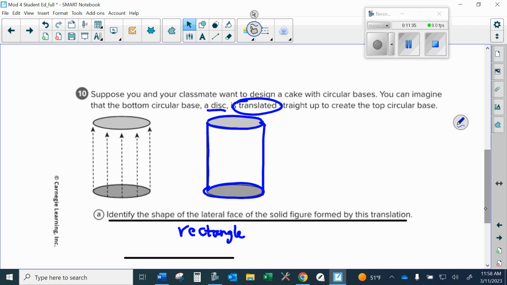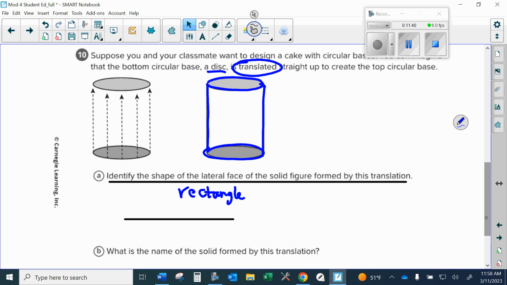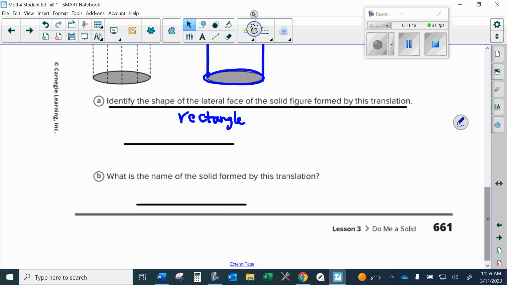One of these will be on your DCAS. You'll also have it on your test as well. They'll be asking you. What's the name of the solid formed by this translation? A right cylinder.